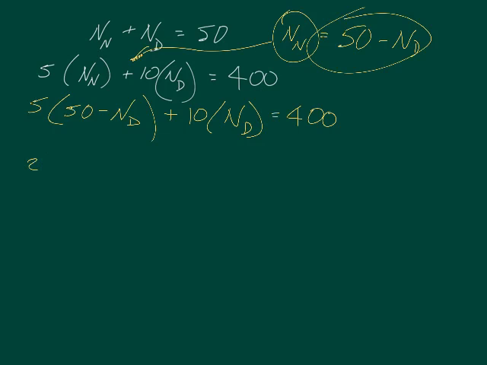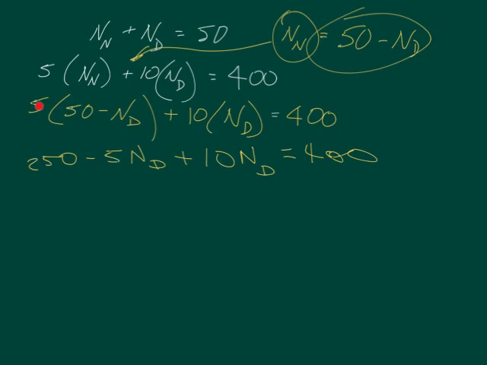So I have 250 minus 5 ND plus 10 ND equals 400. So notice I just distributed the 5 to the 50, 5 to the minus ND, number of dimes. So I get 250. These two combined would be a plus 5.